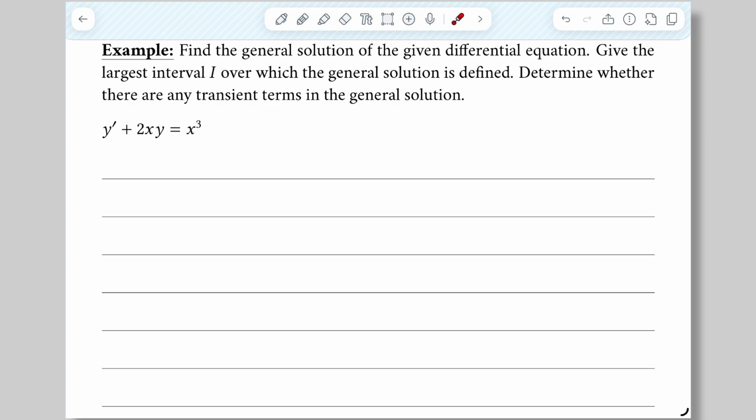We have the linear differential equation y prime plus 2xy equals x cubed. We're going to solve it using an integrating factor. And that's a word association or mental association that would be useful: first order linear differential equation, integrating factor.